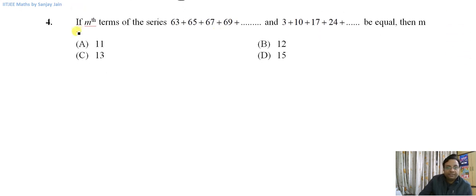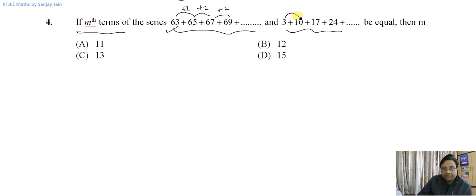Now, the mth terms of the series: this is one series, this is another series. What kind of series are these? 63 plus 2 is 65, 65 plus 2 is 67. So this is an AP with common difference 2 and first term 63. This also is an AP with common difference 7, right?